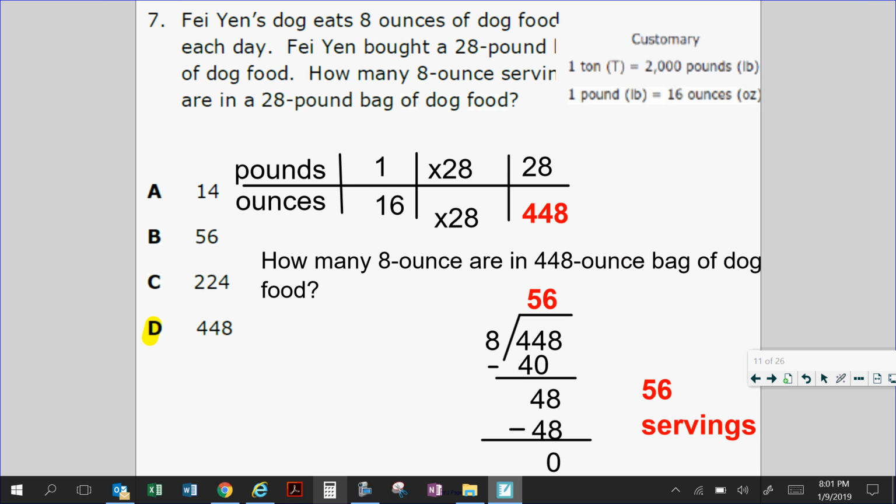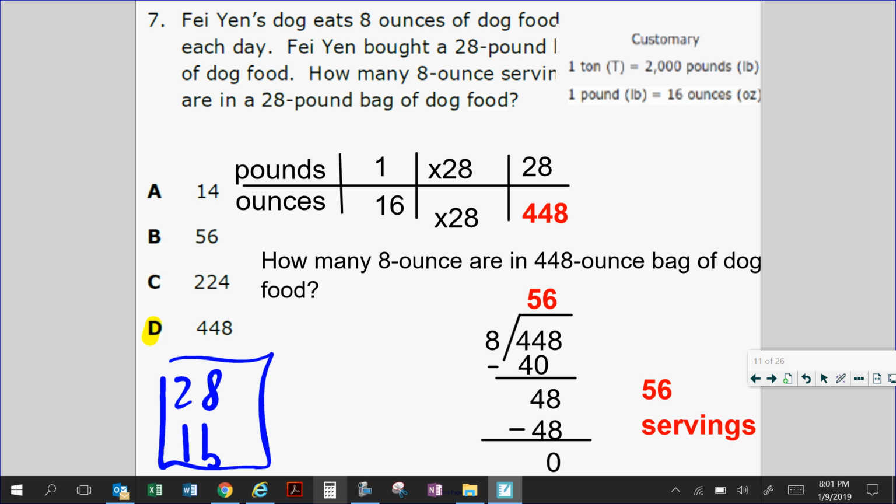Number 7, you have to know how to do measurement. So each ton is 2,000 pounds. Each pound is 16 ounces. Fei Ying's dog eats 8 ounces of dog food each day. Fei Ying bought a 28-pound bag of dog food. How many 8 ounces are in this 28-pound bag? So I need to know how many times I could fit 8 ounces in 28 pounds.